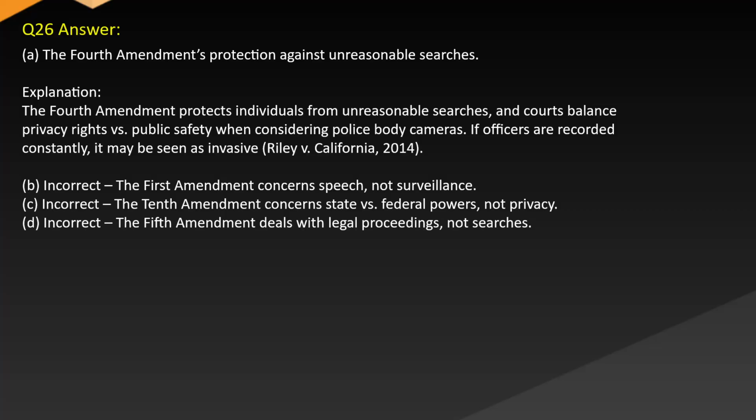Answer A. The Fourth Amendment's protection against unreasonable searches. Explanation. The Fourth Amendment protects individuals from unreasonable searches and courts balance privacy rights versus public safety when considering police body cameras. If officers are recorded constantly, it may be seen as invasive. Riley v. California, 2014. B. Incorrect. The First Amendment concerns speech, not surveillance. C. Incorrect. The amendment concerns state versus federal powers, not privacy. D. Incorrect. The Fifth Amendment deals with legal proceedings, not searches.